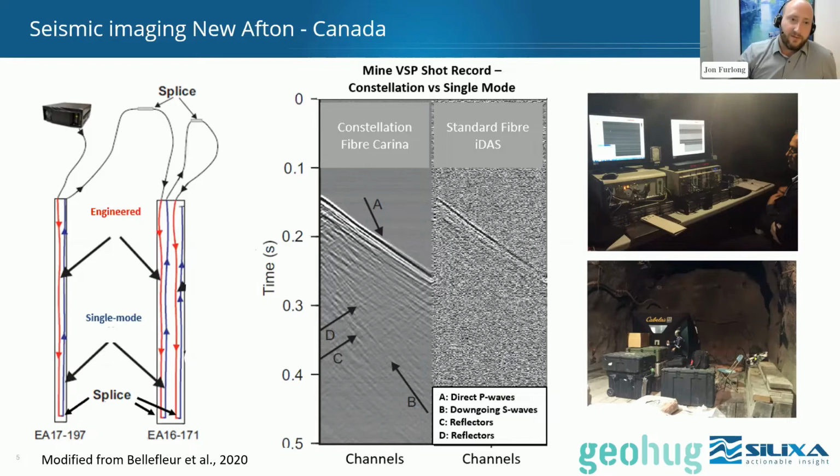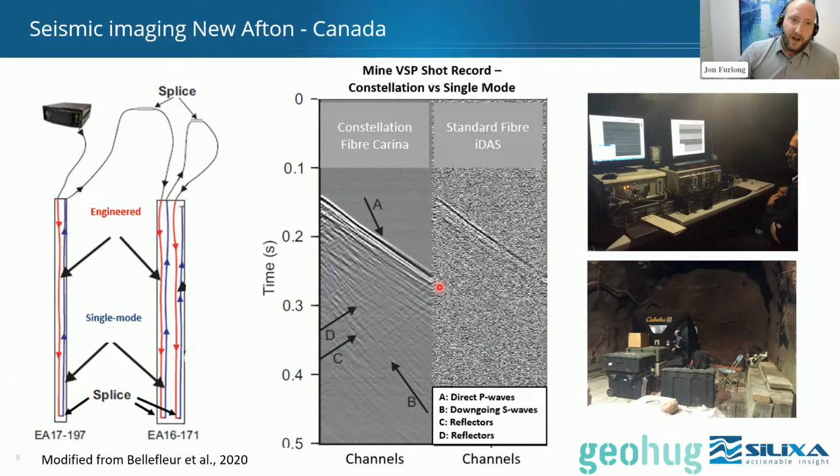And the results for this were quite good. We wanted to compare in this example engineered fiber versus standard fiber, so that we can see what the response is and how useful it would be for subsurface applications. You can see the Constellation fiber, the engineered fiber, on the left, and then the standard DAS fiber on the right. And you can really see the difference here in the noise floor.